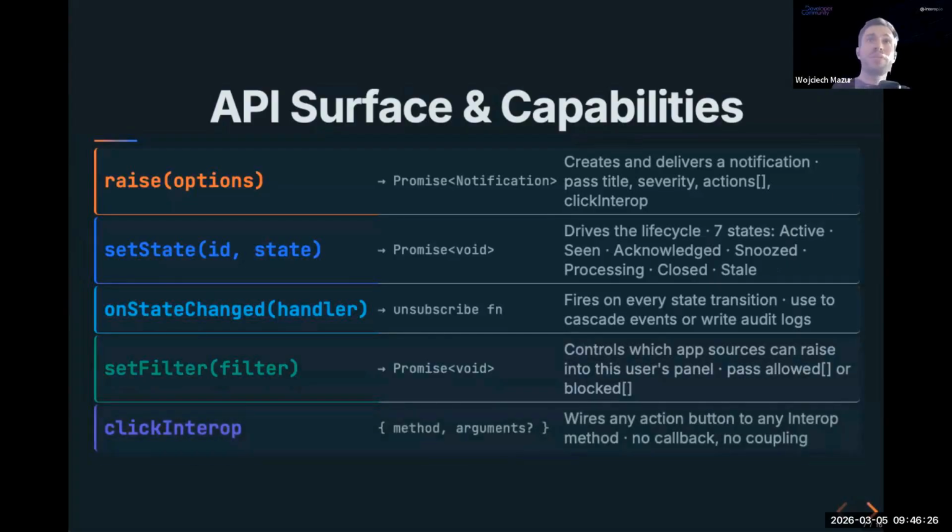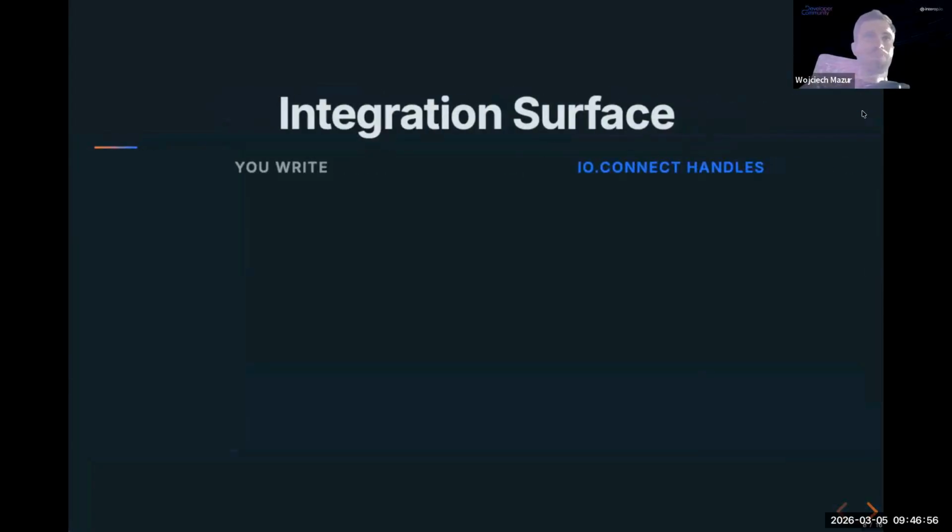And then you have the click interop, which is not even a function, but really a functionality, a key differentiator, I would say. So the action button doesn't call a URL or a function, well, unless you want to connect a custom function to the button, which is also possible. But by default, it fires a named method, a named interop method on our interop bus. So the handler app can change without touching the notification code if you already have interop methods.